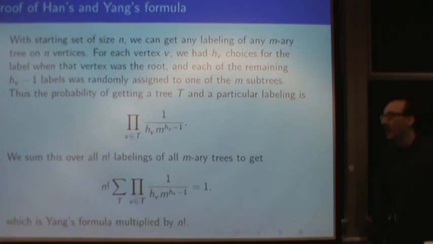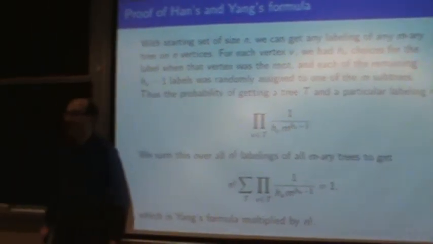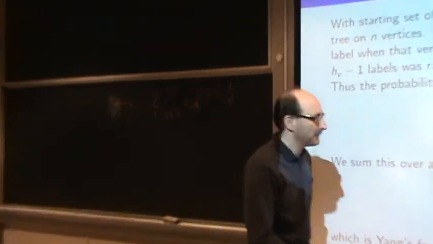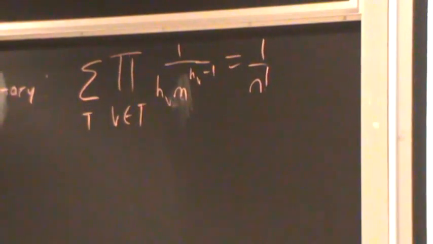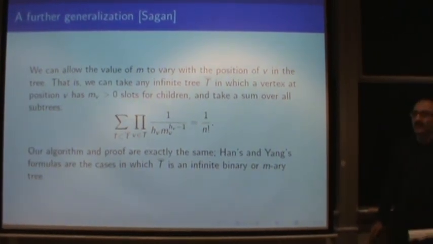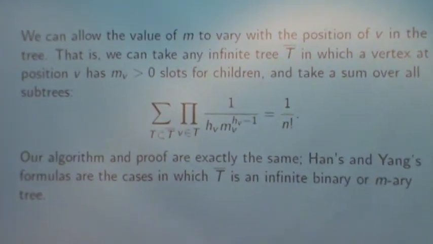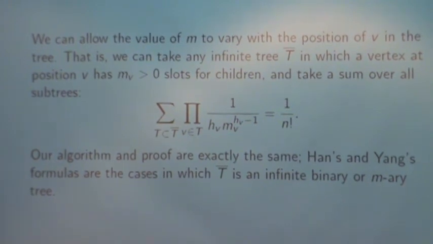Now sum that over all the labelings of all the m-ary trees, and we get n factorial times the sum is equal to 1, the probability we get some tree. And that is exactly Yang's formula here, multiplied by constant n factorial. There's no reason in this formula that m has to be constant. And in fact, Sagan generalized his result to a place where m varies with the position of the vertex v in the tree. It's a little harder to understand the theorem here, but the proof doesn't change at all.